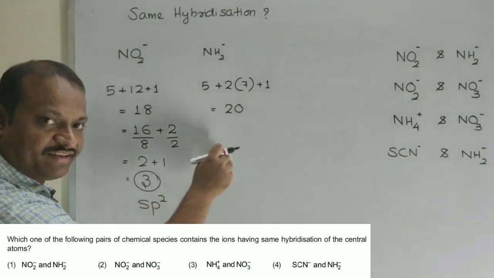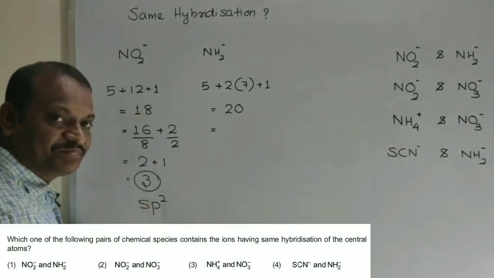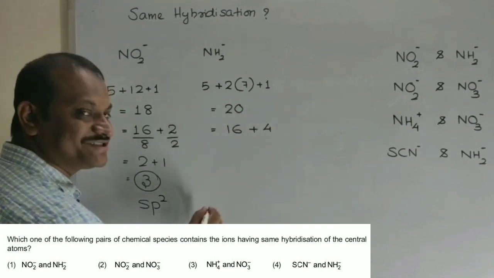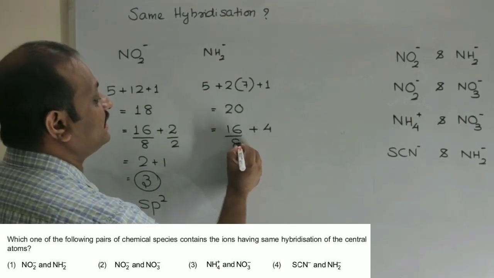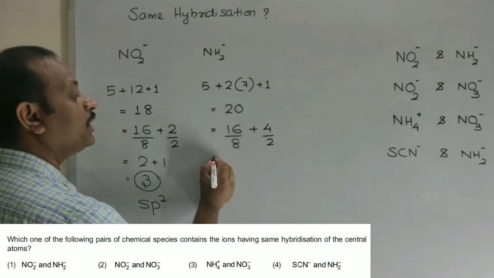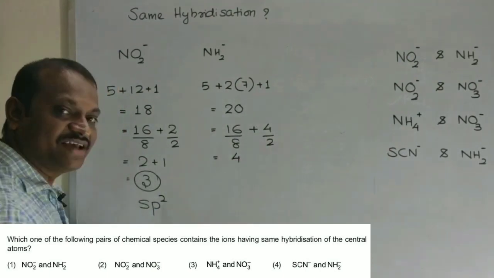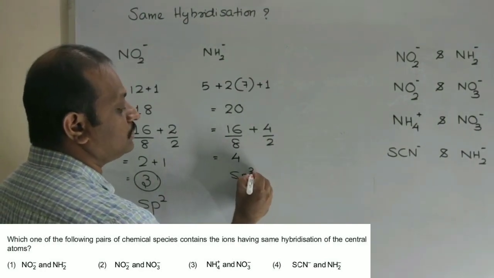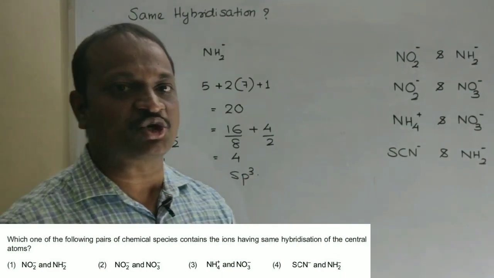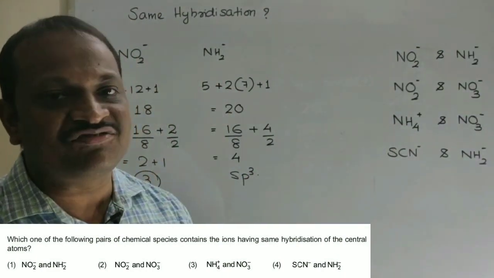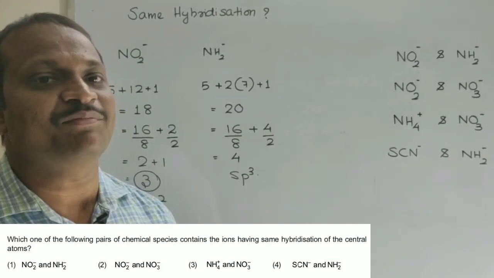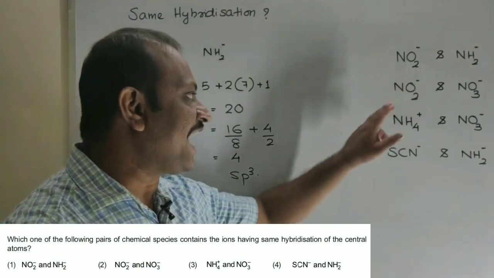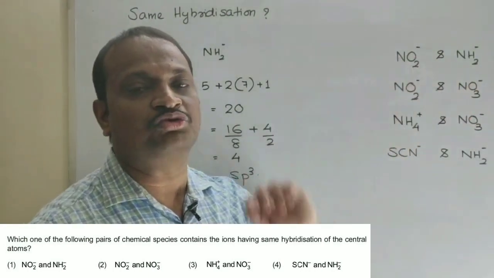Similarly, you try with the next one. In this case, you got 20. So here the splitting will be 16 plus 4. So 16 divided by 8, 4 by 2. What do you get in total? 4. If the steric number is 4, hybridization is sp3. So in the first option, NO2 minus and NH2 minus do not have the same hybridization. So let's think about the next option. What is the next option? NO2 minus and NO3 minus.